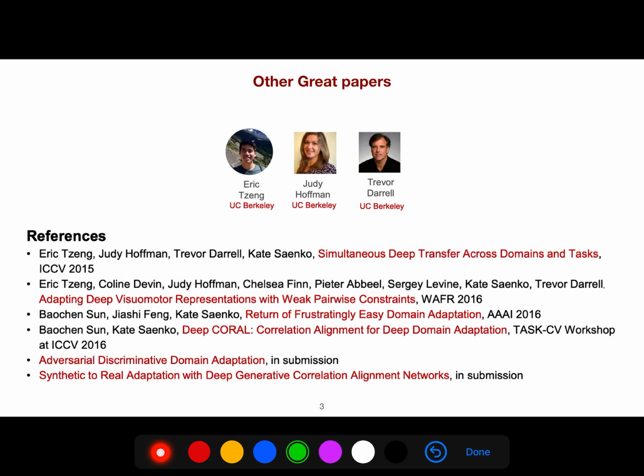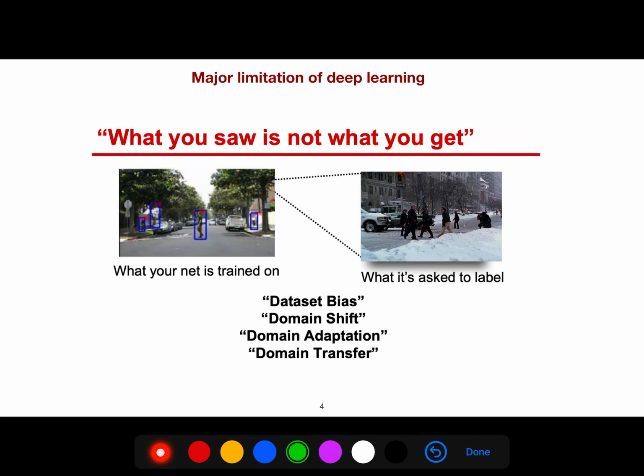And so these are great papers from these amazing researchers. So what you see is not what you get because you have domain shift. And it's a major limitation of deep learning, because in deep learning you assume you have access to IID samples, which is wrong. They are coming from different distributions. Some of them you have huge data sets, some of them you have data scarcity, so it's not fair.